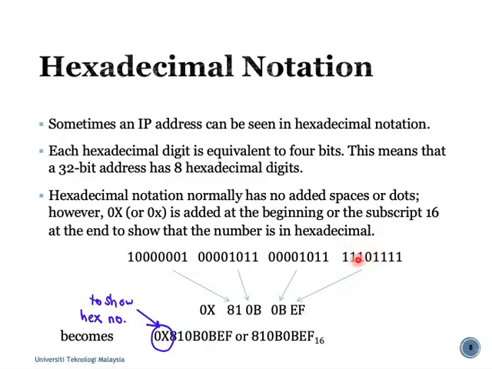Another one, 1110 here, if we convert to hexadecimal, it belongs to E, and so on. And 0 here is 0. So this 0x is to show a hexadecimal number, or we can also omit this 0x and put subscript 16 at the end of the hexadecimal numbers.